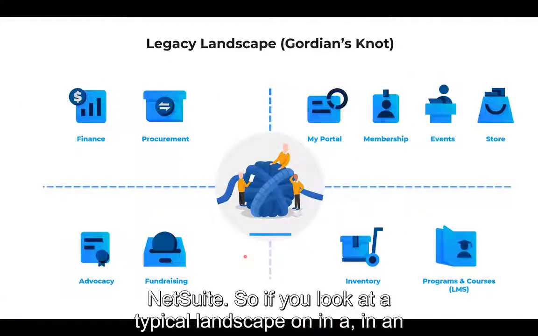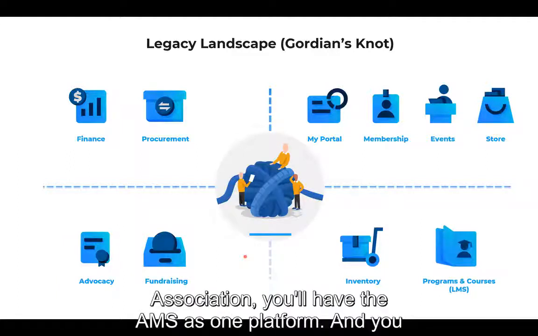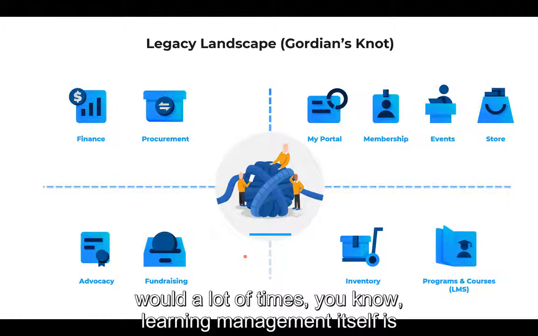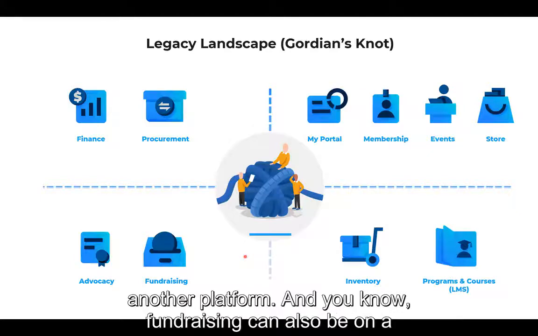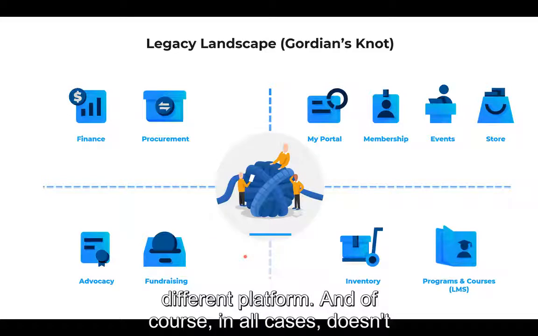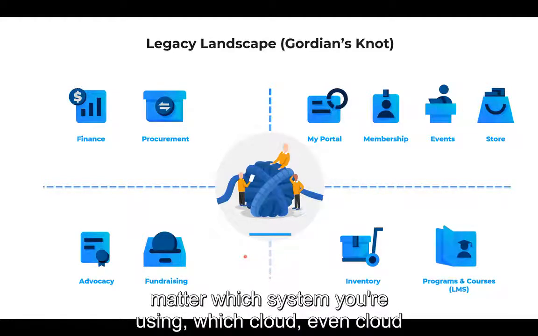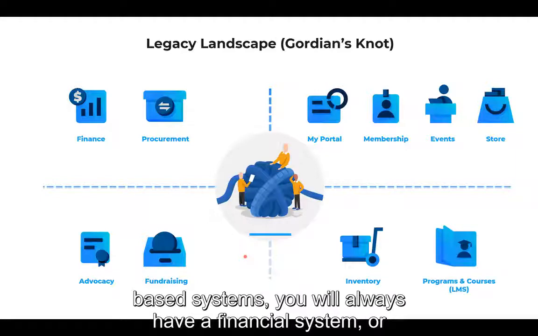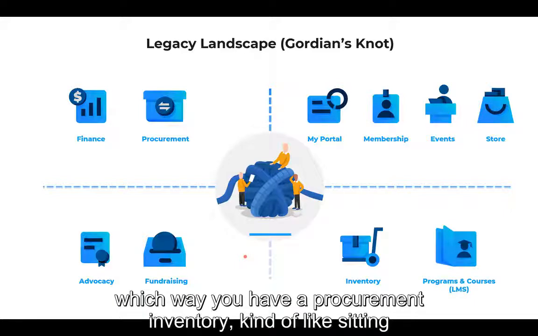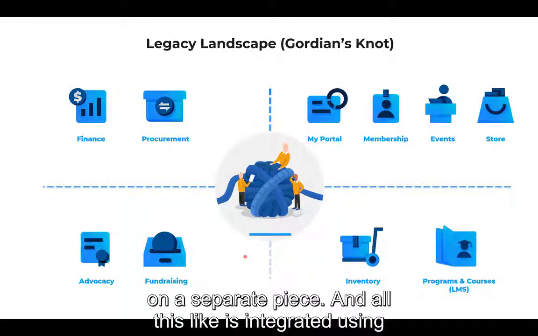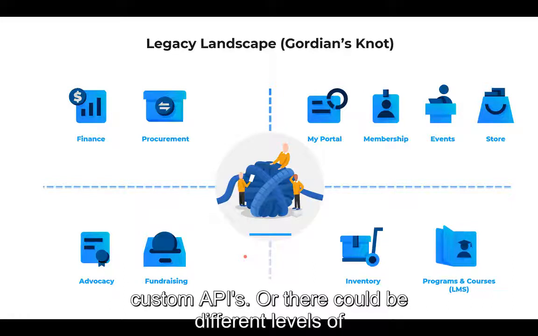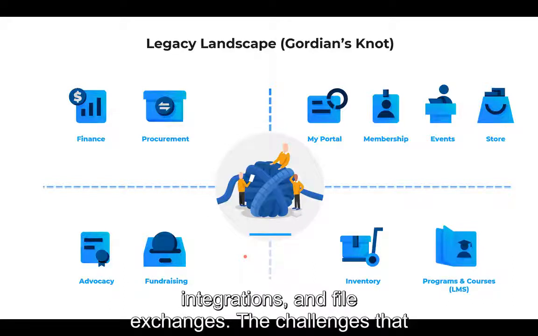If you look at a typical landscape in an association, you'll have the AMS as one platform, and a lot of times learning management is another platform, and fundraising can also be on a different platform. And of course, in all cases, it doesn't matter which system you're using, even cloud-based systems, you will always have a financial system, or a procurement and inventory piece sitting separately. All of this is integrated using custom APIs, or different levels of integrations and file exchanges.